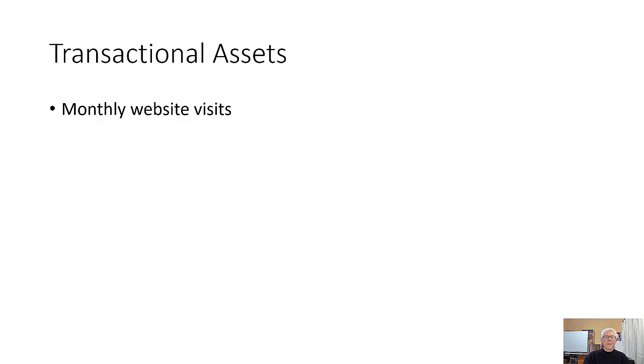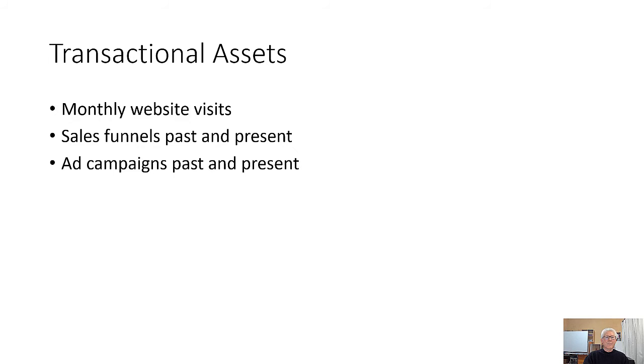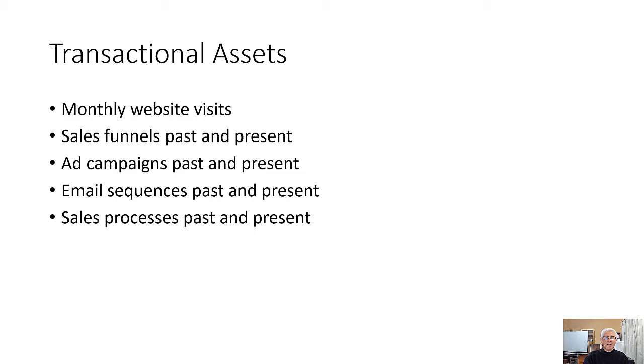And then transactional assets, things like monthly website visits, sales funnels past and present, ad campaigns past and present, email sequences past and present, sales processes past and present. Now, here's the thing. The difference between a sales process and a sales funnel, it tends to be more things like e-commerce or information products. Depends on the value of the product that you're selling. The reality is that there's less personal touch. But these days, even in info products, if the sales are getting over $200, there tends to be a need for personal contact.